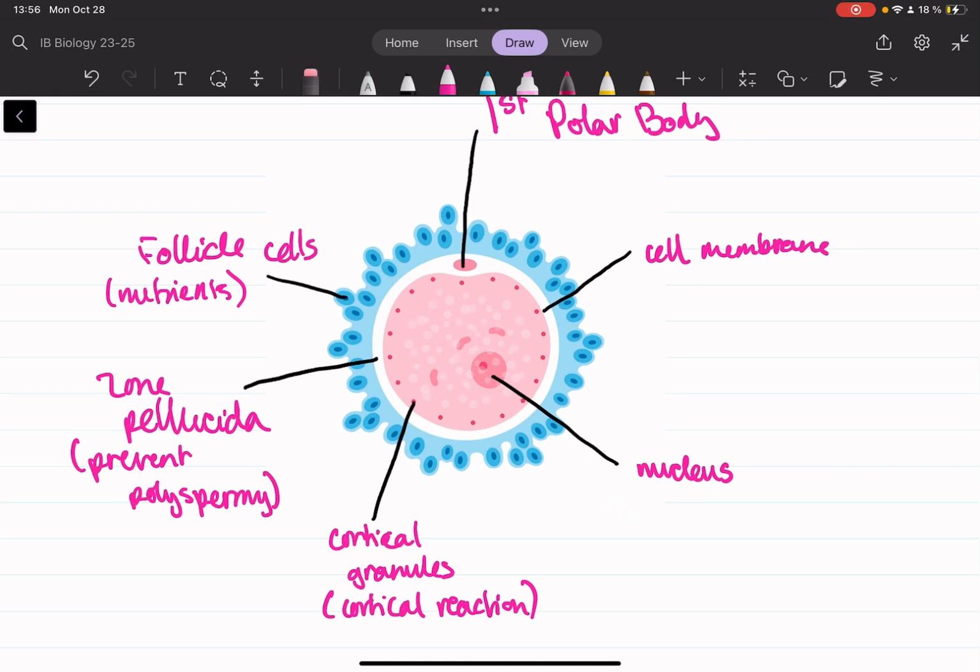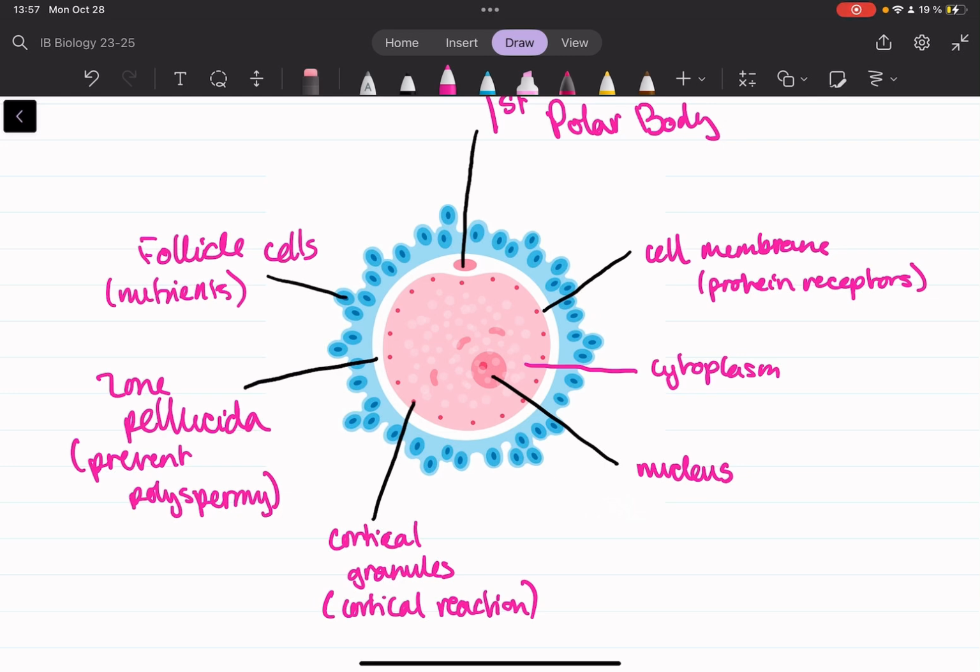But what these have around them are protein receptors. And what these receptors do is they detect when a sperm has made contact with the egg. And then something I didn't label here, but is important to mention, or at least if you get a question, is obviously the cytoplasm.